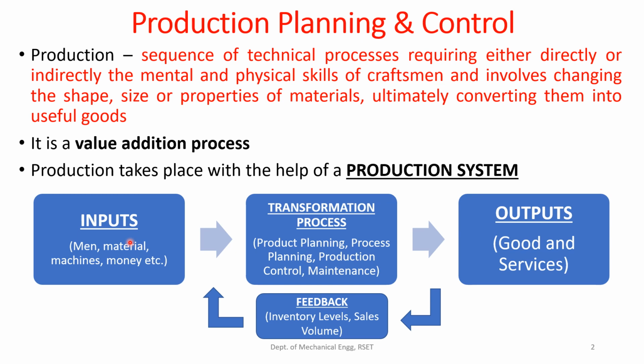So the essential feedbacks are the sales volumes of your product or service, and the inventory levels of your finished goods. These essentially form a feedback. And based upon the feedback, you modify either the inputs or the transformation process to change the kind of outputs so that it is acceptable to your customer.